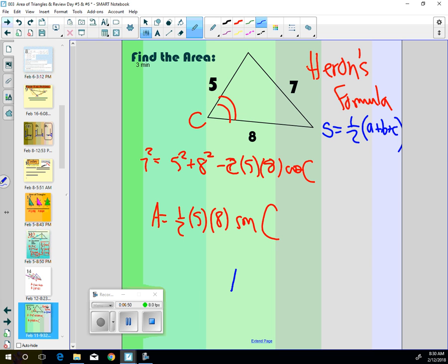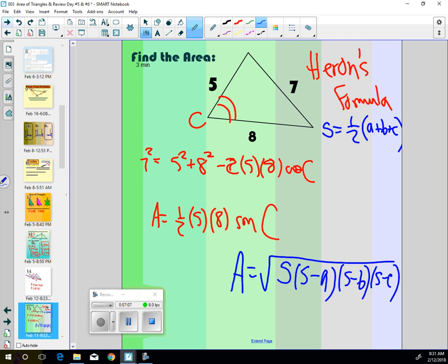The area is the square root of S times S minus A times S minus B times S minus C, where S is half of A plus B plus C. So in this case, it would be half of 20, which is 10. No kidding. That has a nice rhythm to it.